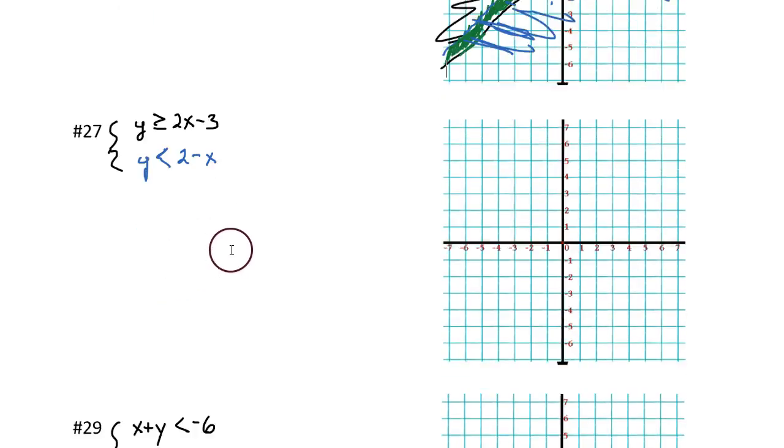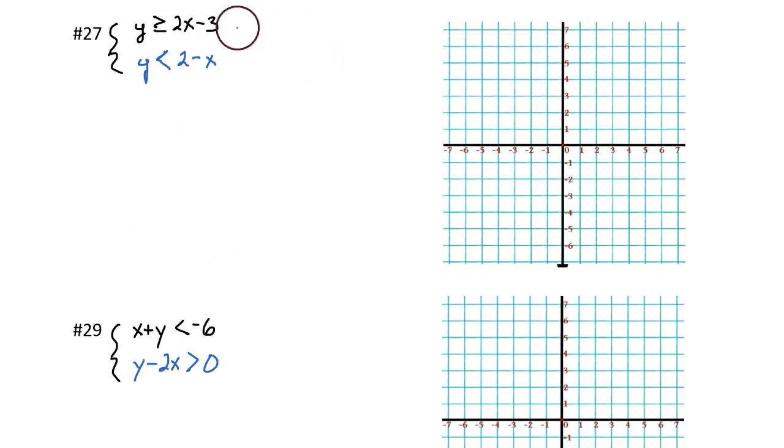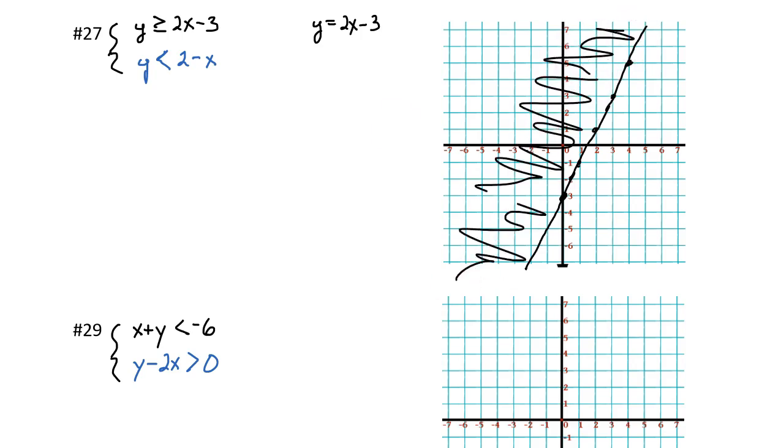Next, number 27. This first inequality is like the equation y equals 2x minus 3. So a y-intercept of -3 and a slope of 2. You rise 2, run 1, and repeat. Solid or dashed? It's solid. This is a greater than symbol, so you want to be above this boundary.